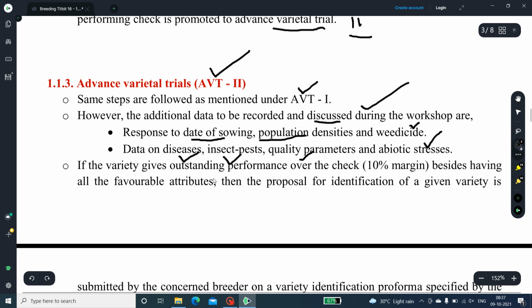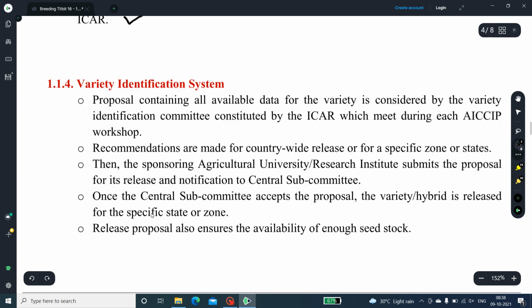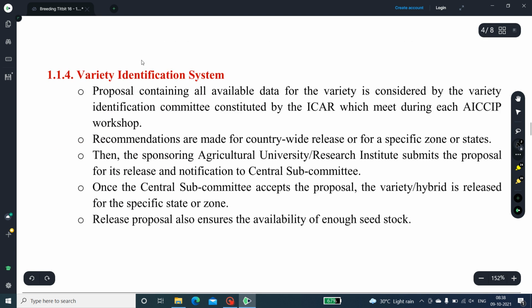If the variety gives outstanding performance over the check, that is 10% margin, besides having all favorable attributes, then the proposal for identification of a given variety is submitted to the concerned breeder on a variety identification proforma specified by Indian Council of Agriculture Research. Now the next stage is the variety identification system.